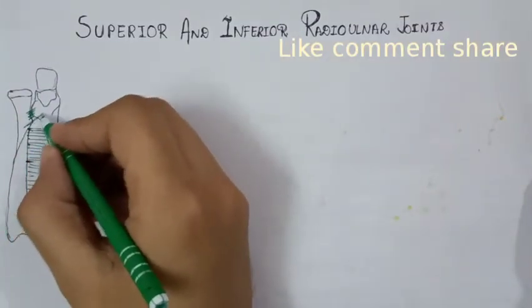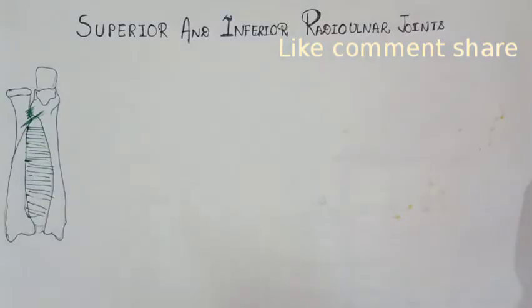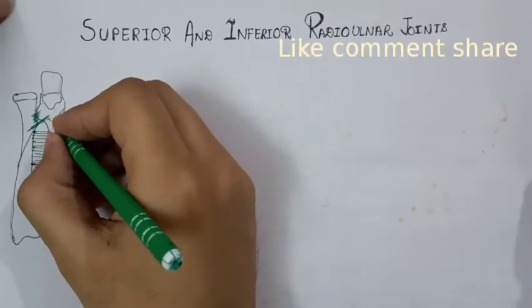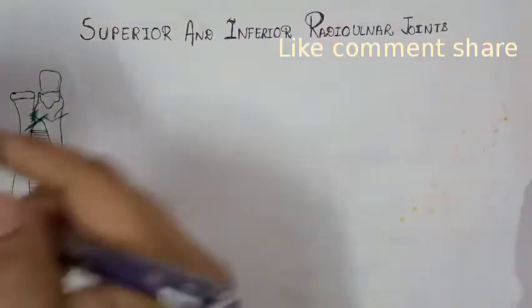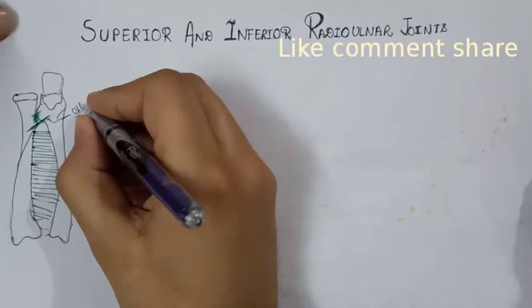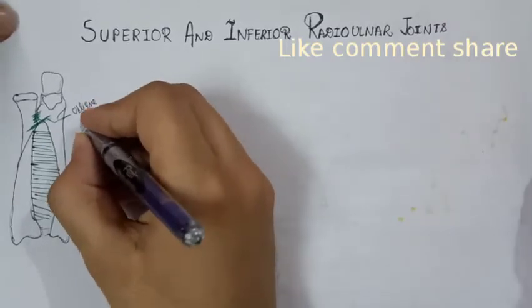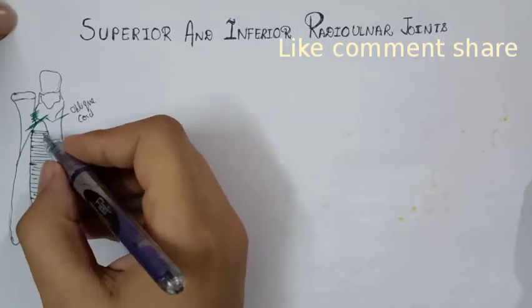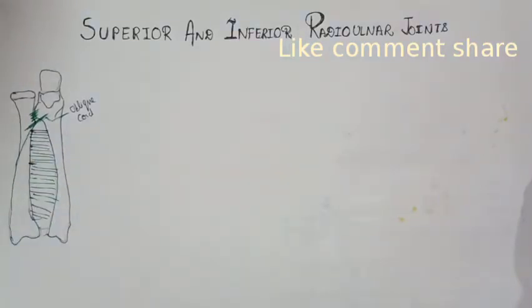And here is an oblique cord present. What is the oblique cord? That we'll discuss in detail in the later part of the video. This is the oblique cord. So the space between the oblique cord and the upper part of the interosseous membrane serves as a passageway for different nerves and arteries.